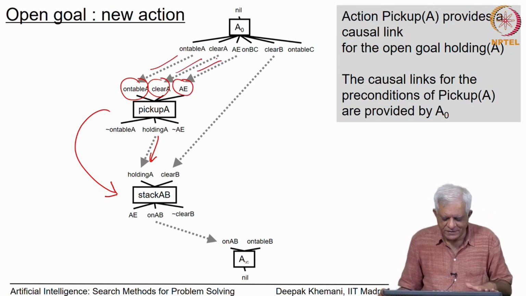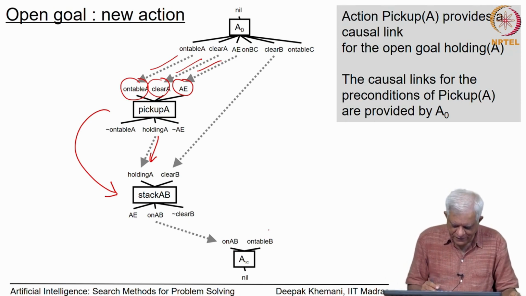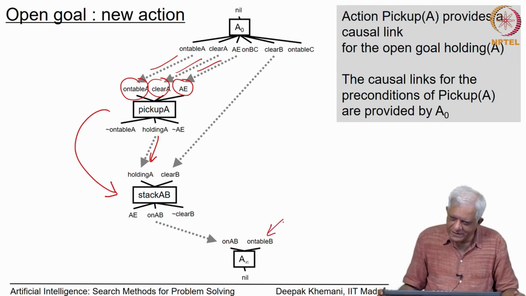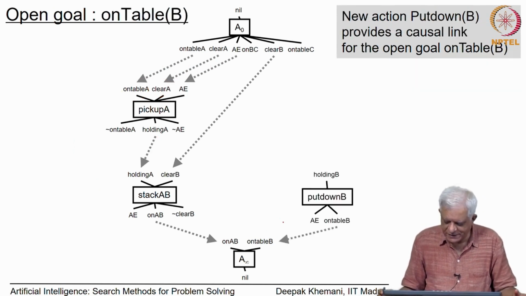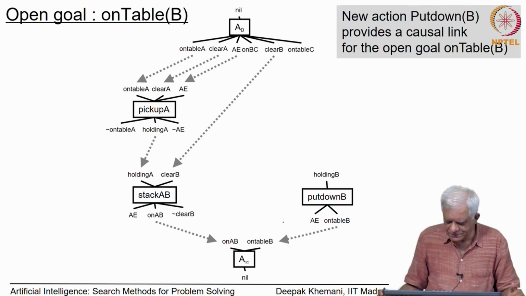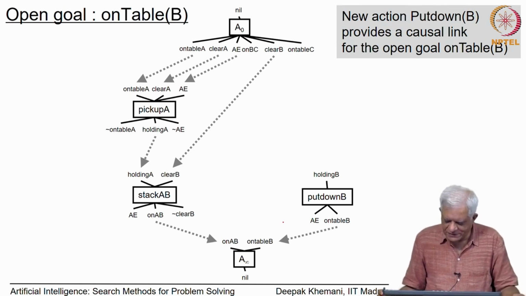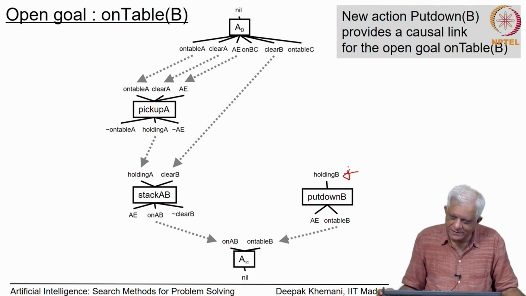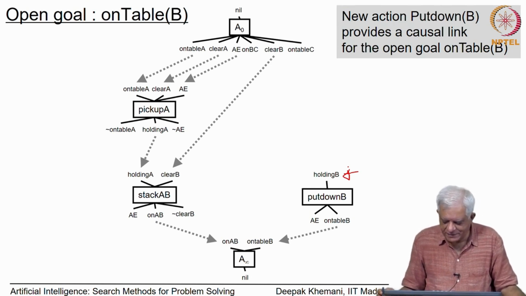So, we have now addressed many open goals, but we are left with one which is still to be addressed, and you can see that it says that B should be on table, and we know that the action which will do that is to put down B. So, we add that action to the plan, add the corresponding causal link, add the corresponding ordering link, and then we find that there is still one open goal left in the plan, which is holding B. Holding B, like holding A that we saw earlier, could have been achieved either by unstacking B from something or by picking up B from the table.